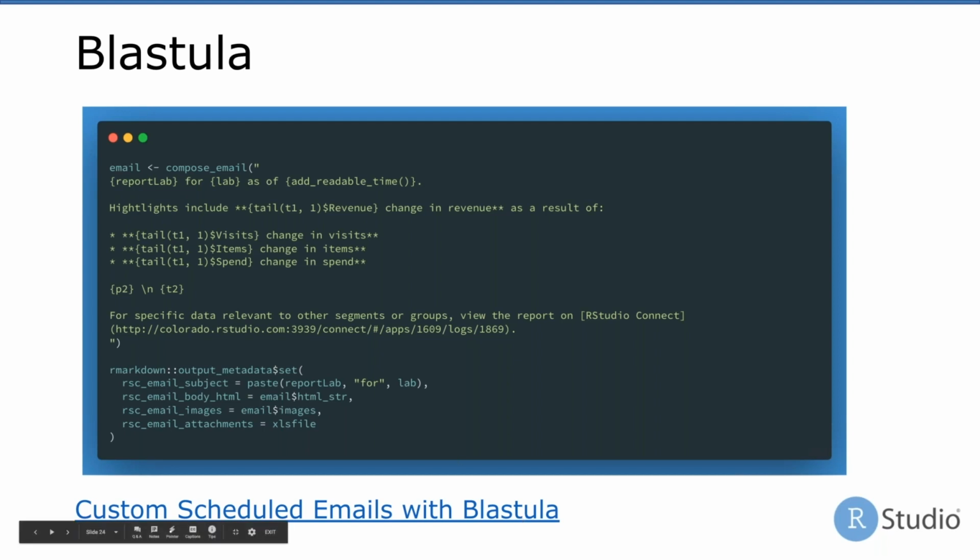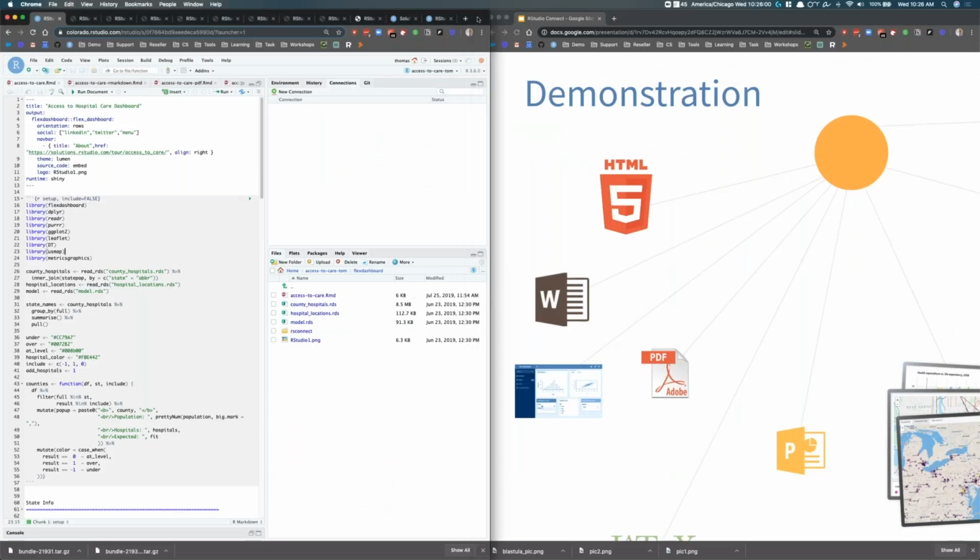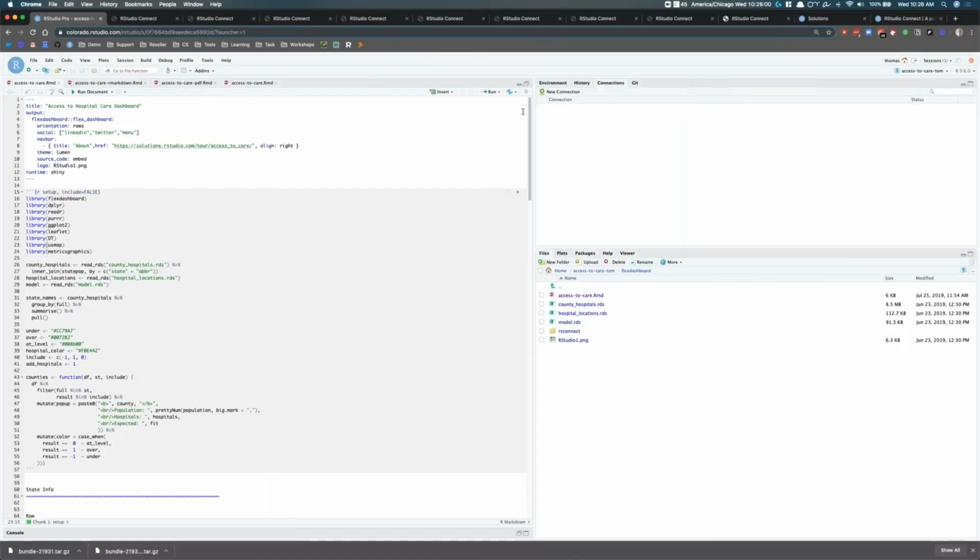And lastly, there's this link here where Kelly O'Brien actually put together an example of custom scheduled emails with Blastula and RStudio Connect, and it's a great read through. With this, I'd like to jump over into the demonstration point. So let me switch screens. Zoom in a little bit.